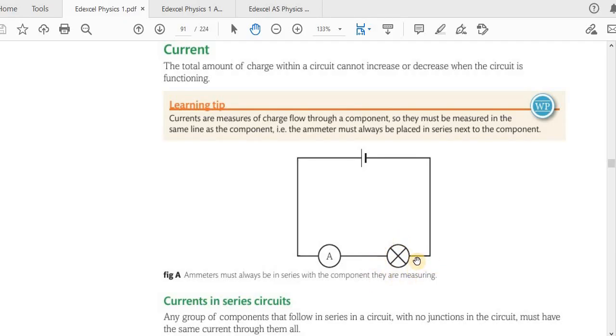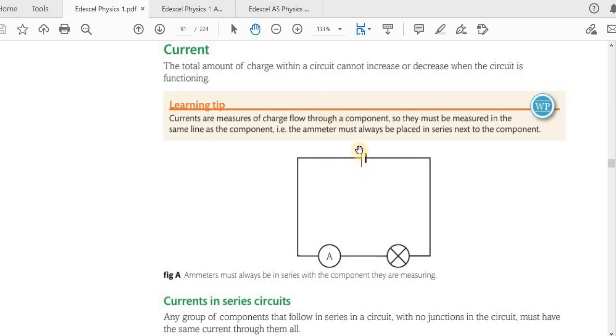So if you want to find the amount of current flowing through this lamp or bulb, you have to connect the ammeter in series with that lamp or bulb, so that whatever current flows through the lamp is also the same as that flowing through the ammeter, because there is no other alternative path for the current to flow.